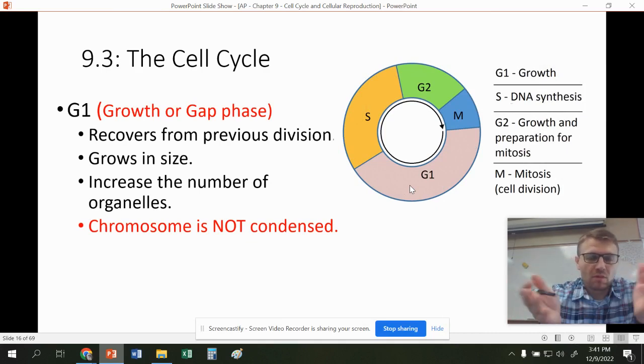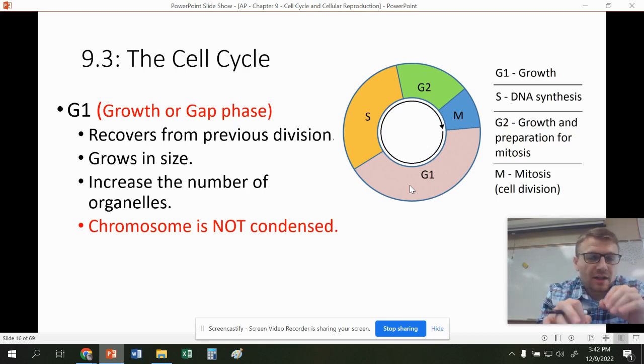It's more specifically gap, but if you remember growth, that's fine with me. But this is, again, it's recovering from the previous division. It's going to grow in size. It's going to increase the number of organelles that the cell has. So again, the cell just split from mitosis from its previous division. It's just going to go and carry out normal cellular functions.